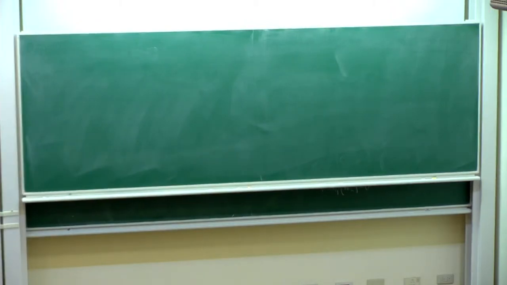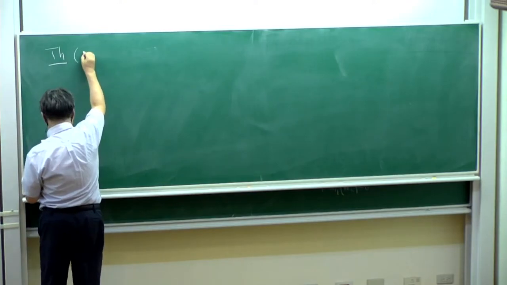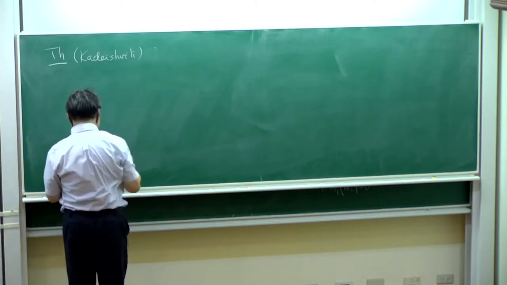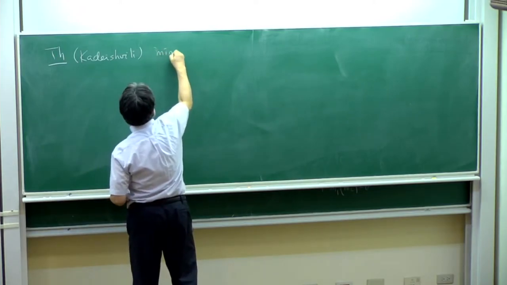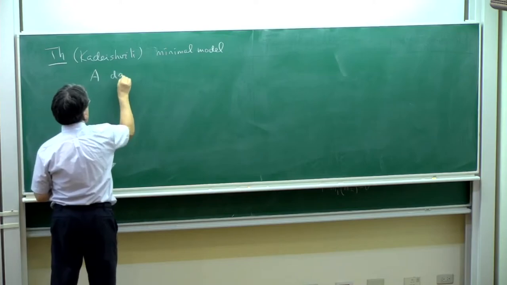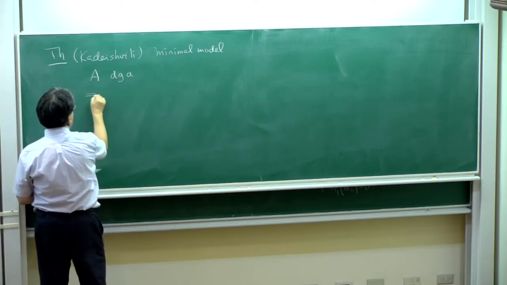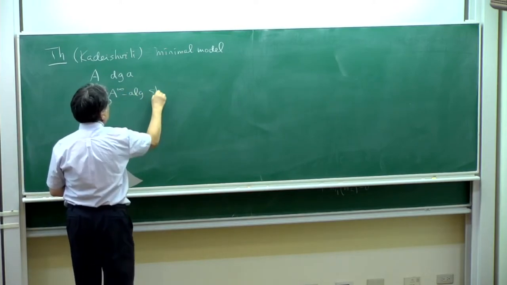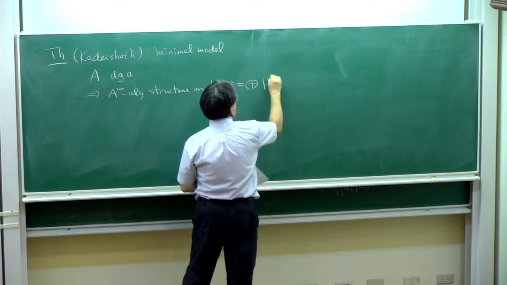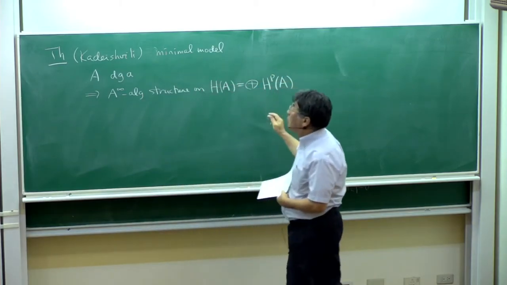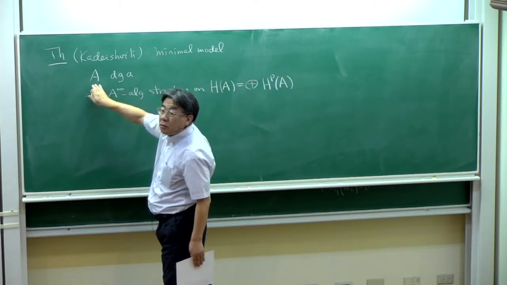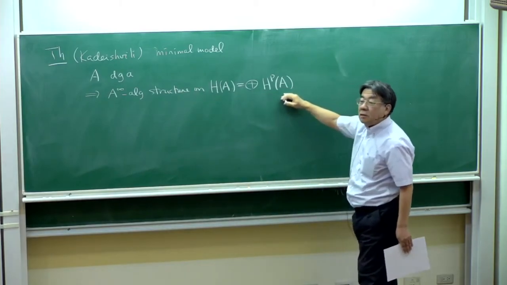There is a theorem by Kadeshvili, the so-called minimal model. So let A be a DG algebra, and then there is an A infinity algebra structure on HA. This is the direct sum of HP of A, the direct sum of homologies. For example, in the previous example, if A comes from coherent sheaves, then this is the direct sum of extension modules.